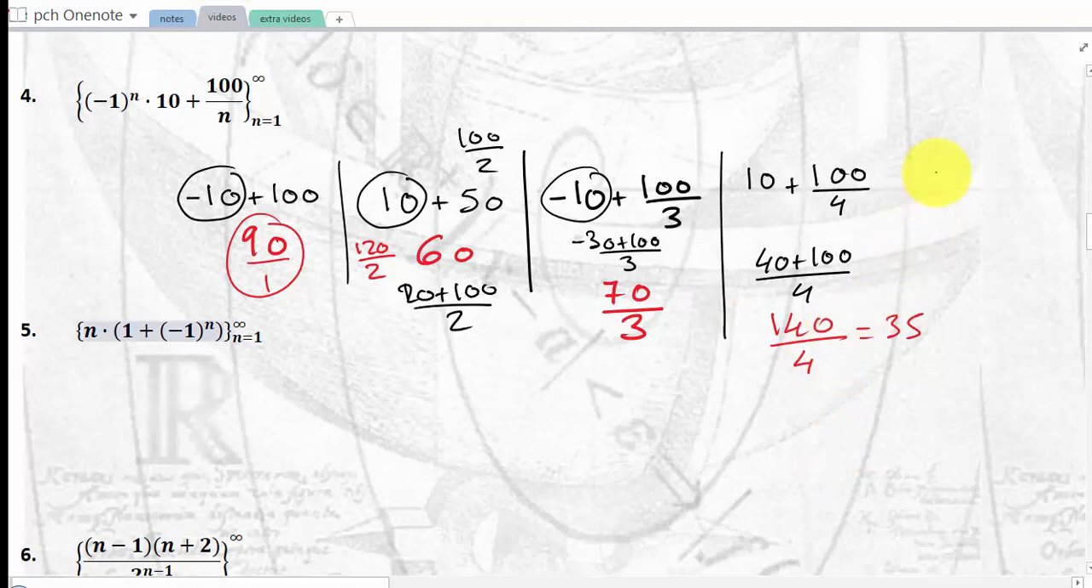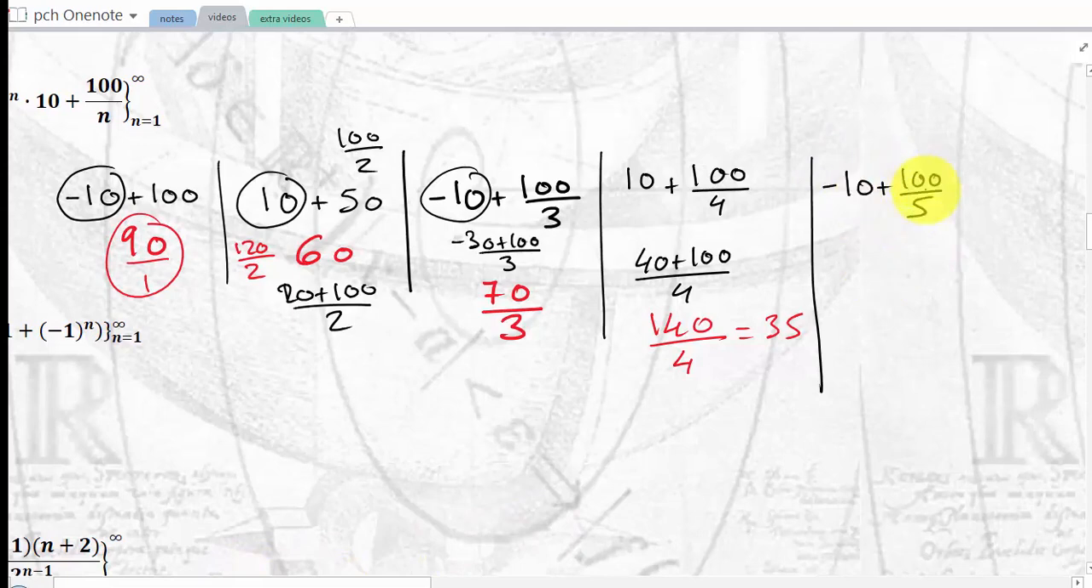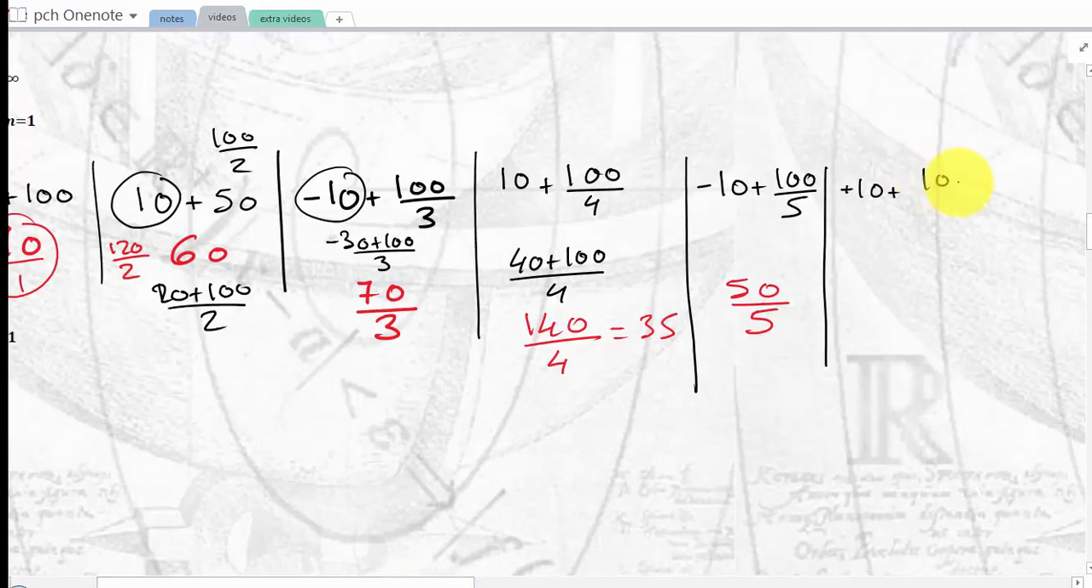Okay, I'm not sure I'm getting that here. I know it's going to be negative 10, and here I'm going to have plus 100 over 5. So what's the next one? Negative 50 plus 100 is 50 over 5. And the next one would be what? The next one would be plus 10, plus 100 over 6. So that's 60 plus 100 over 6. It would be 160 over 6.